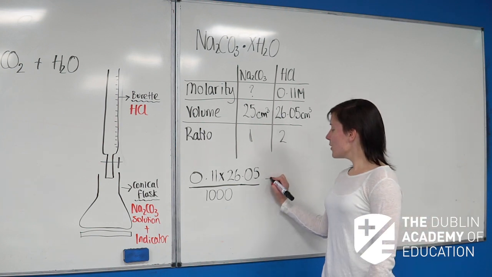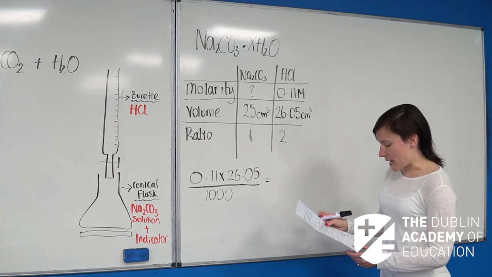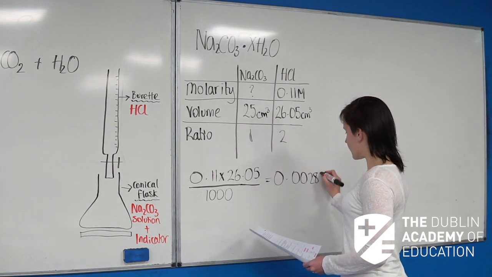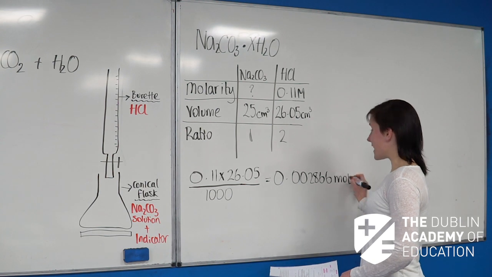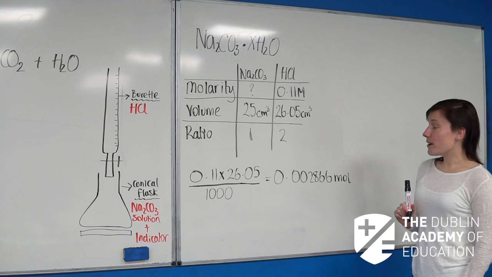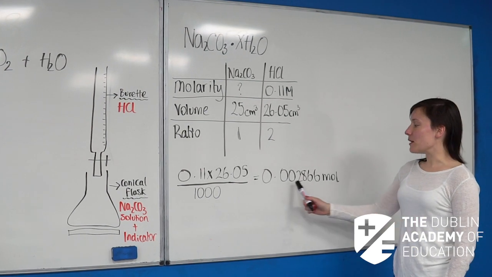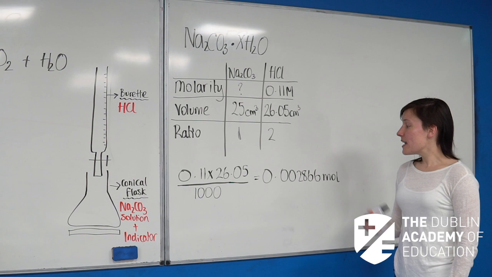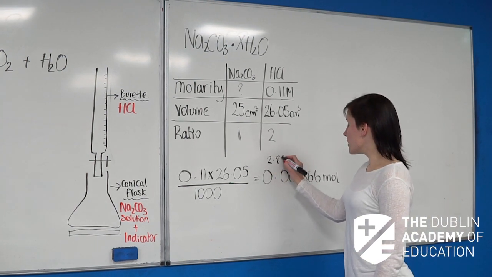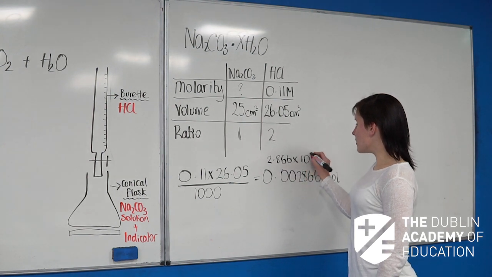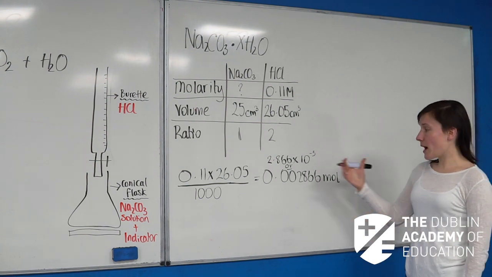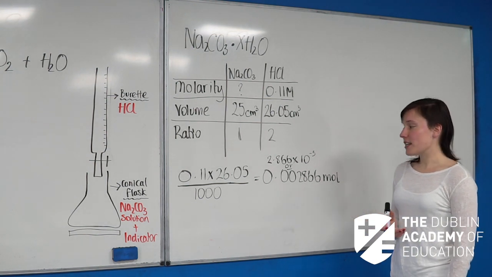Okay? So if we do that calculation, we see that we have 0.002866 moles in 26.05 centimetres cubed, which is our average titration value. Your calculator might give you that figure in scientific notation, which is absolutely fine. Don't feel under pressure to convert from one to the other. They're both accepted, so if you're happier with scientific notation or with the notation at the bottom, it's completely up to you.